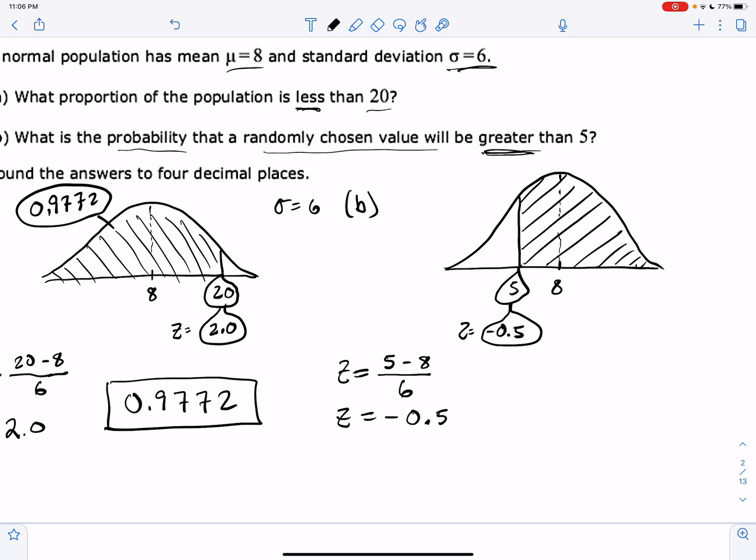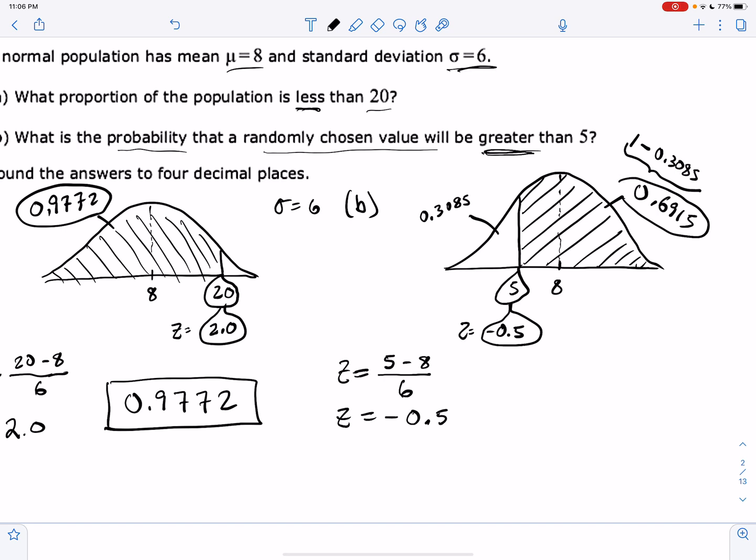Okay, we take a look, and we look that negative 0.5 up on our z-table, and it gives us area to the left. So that is going to give us 0.3085. That is not our answer because we want the area to the right. So we have to find its complement, 1 minus 0.3085. And when we do that operation, we get the area to the right, which is 0.6915.